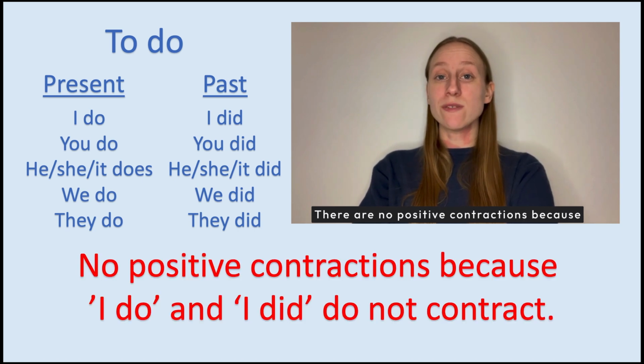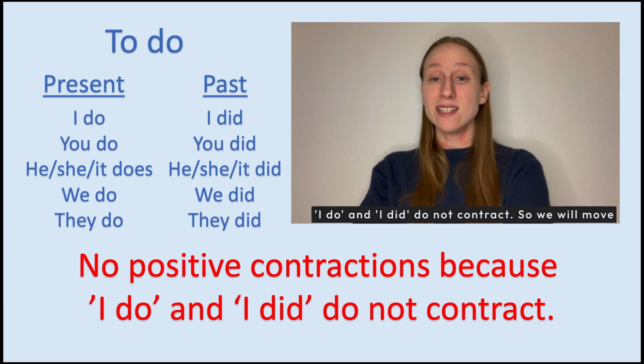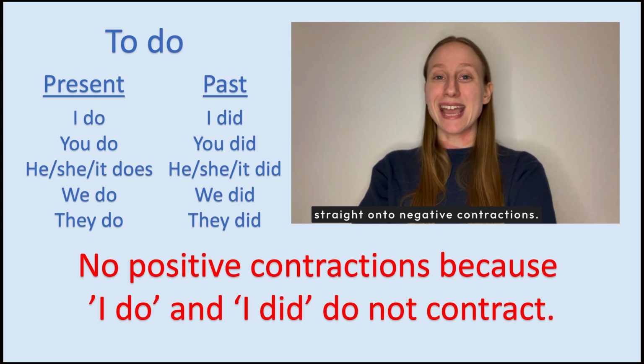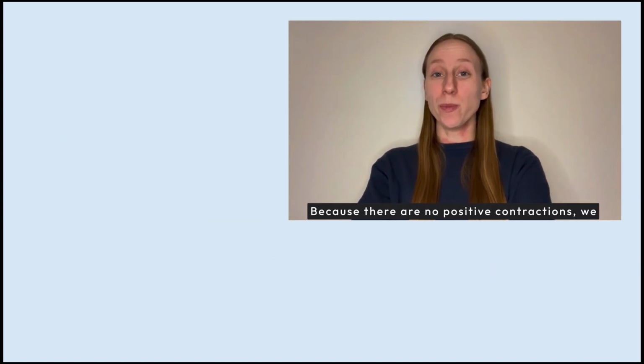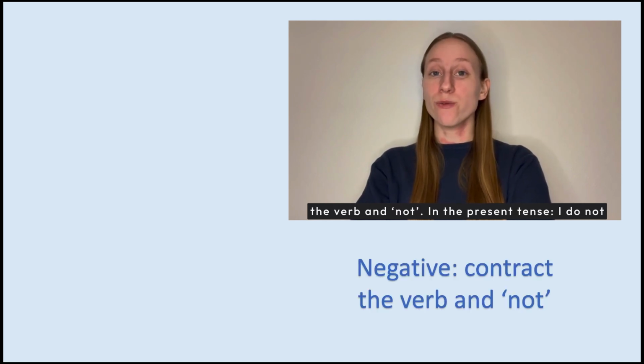There are no positive contractions because I do and I did do not contract. So we will move straight on to negative contractions. Because there are no positive contractions, we cannot simply add on not. So again, we contract the verb and not.